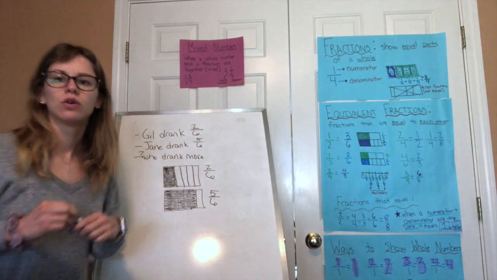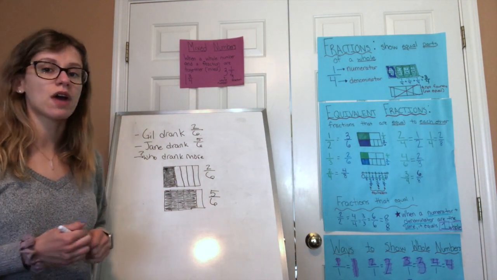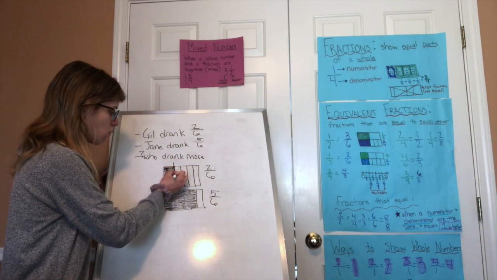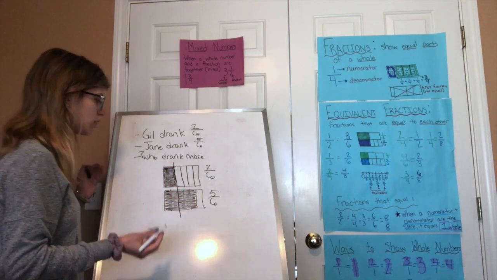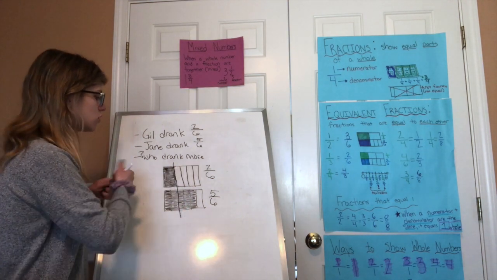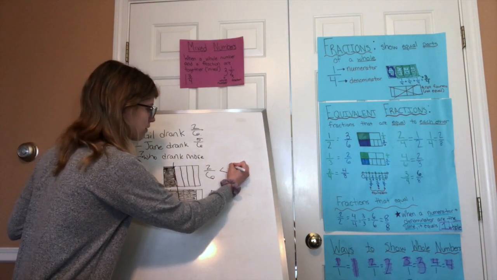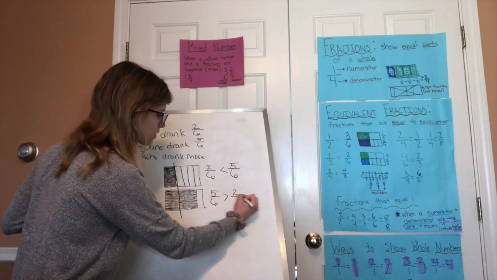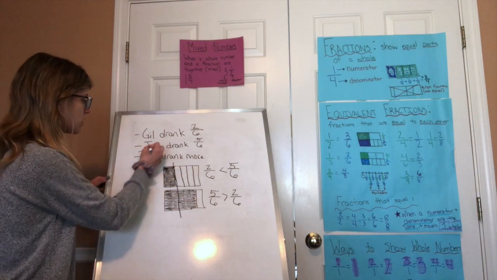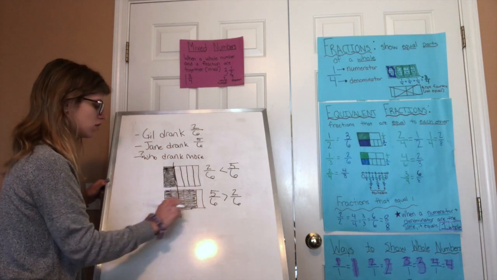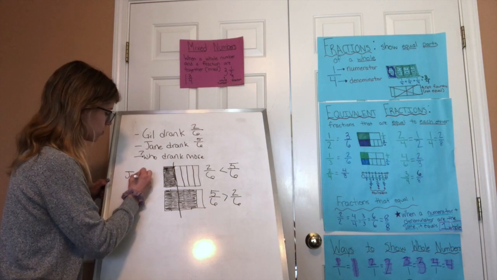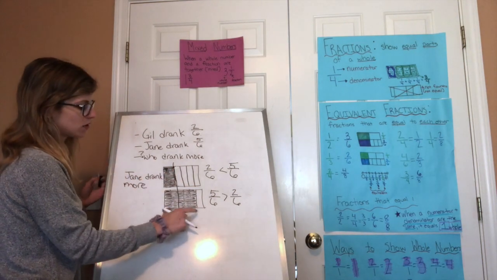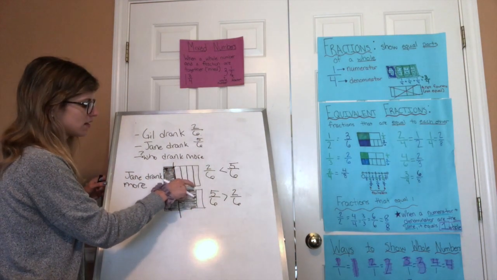So the question was, who drank more, who drank less, or are these fractions equal? So I'm just going to draw a line to show where this should be. So I see that 2/6 is less than 5/6, or I can say that 5/6 is greater than 2/6. So the question is, who drank more? So Jane drank more. And I can see that because there's a lot more filled in this whole than in this whole.